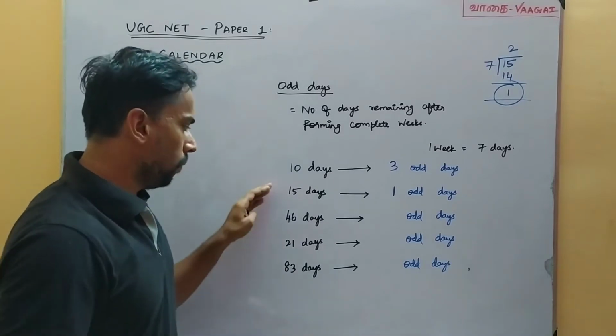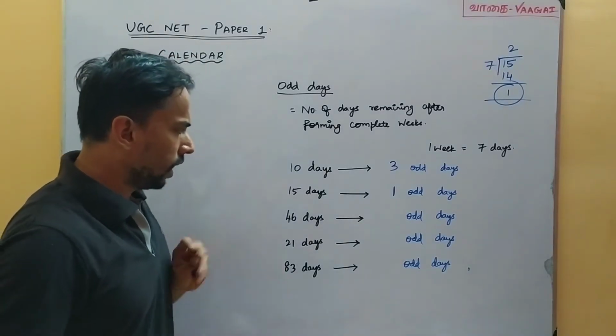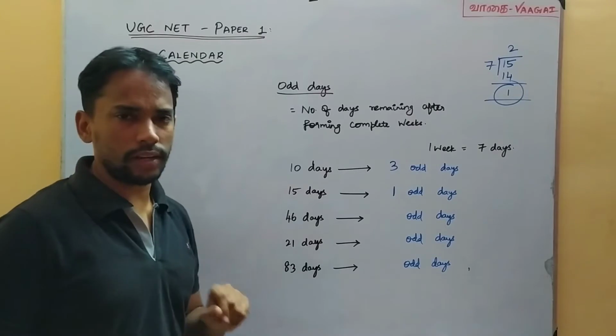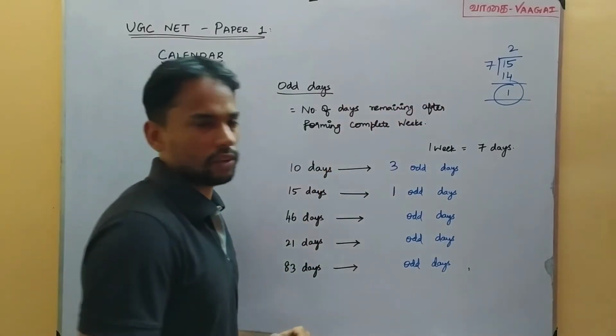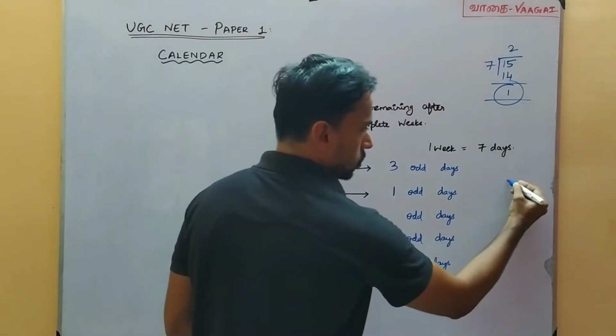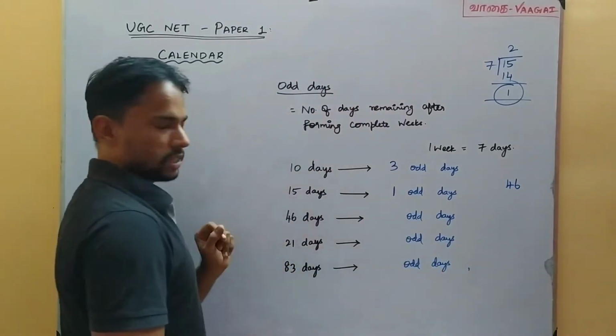Fine, okay. So let's finish the other calculations also. For 46 days, again we'll do it by division itself. We have some free space here, so we take 46, because 46 days are given.